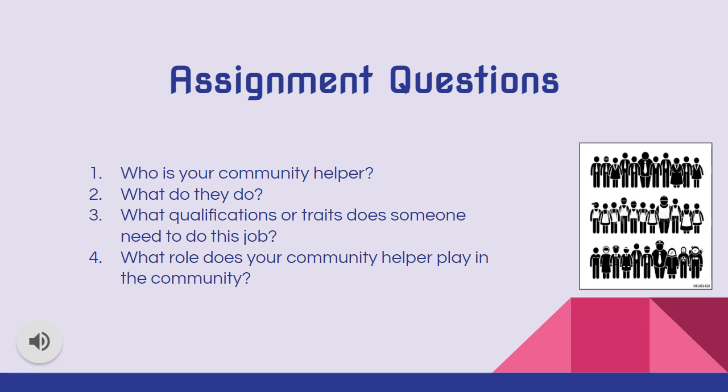Next, the student will ask, what qualifications or traits does someone need to do this job? So for qualifications, the student will ask, is there any schooling needed to get into this job? Is there experience needed? And for traits, the students will look at what traits would make someone better at this job versus not.